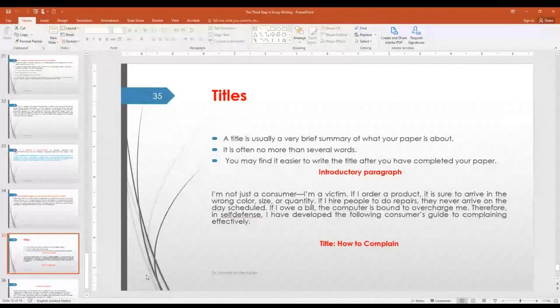You have to check your thesis statement. You have to make sure that you have a direct thesis statement. It has 3 main ideas. All right. It is not an announcement. It is not too broad. It is not too narrow.